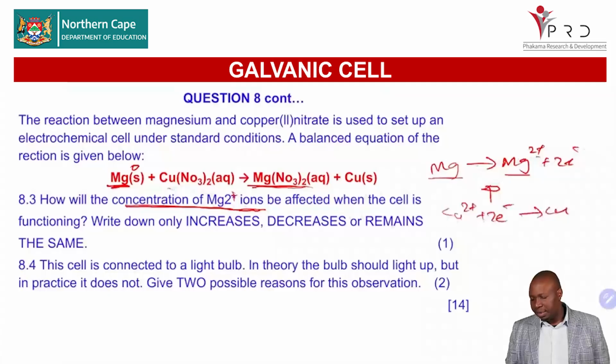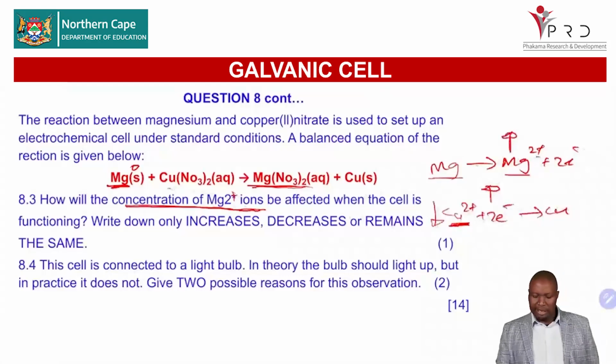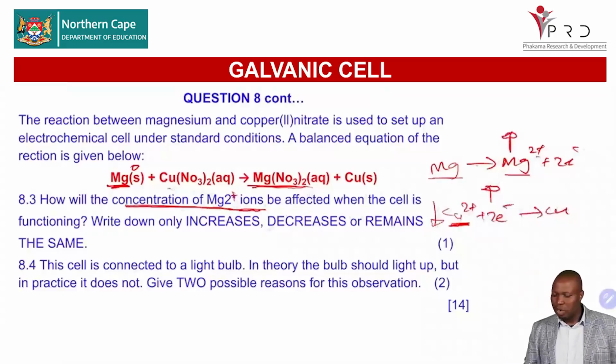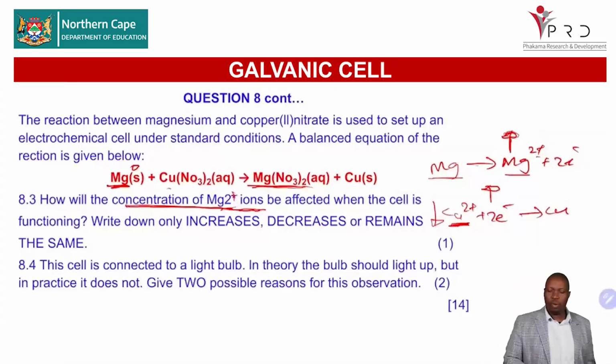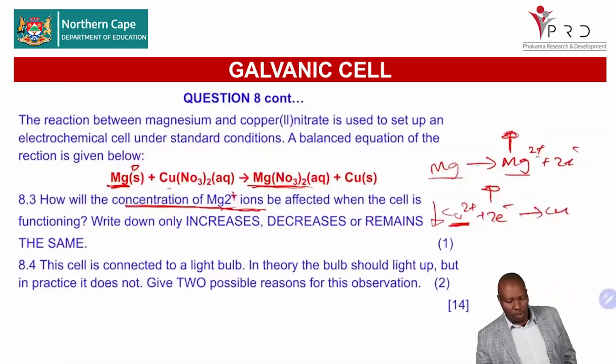So definitely the concentration in the cathode of the metal ions decreases. So this concentration will decrease, this one will increase. But in this case, the question was about the concentration of magnesium 2+, which definitely will increase, while the concentration of copper 2+ will decrease.